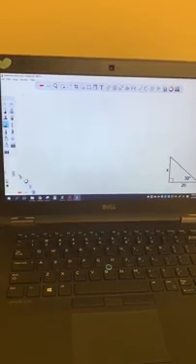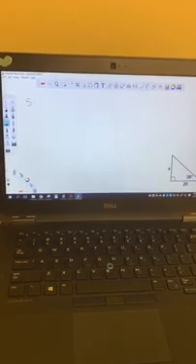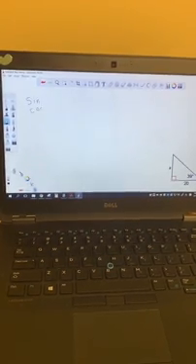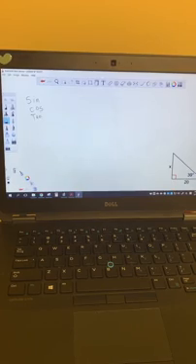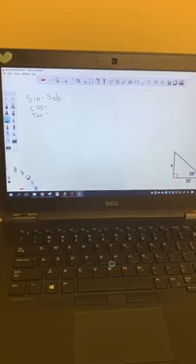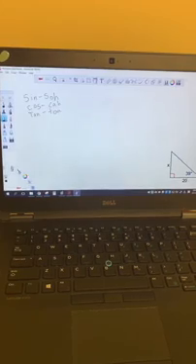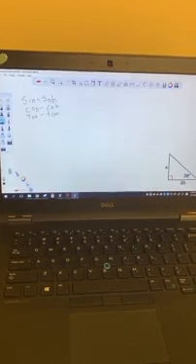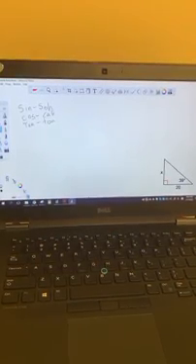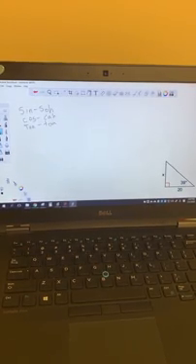Alright, so the names of the trig functions are sine, cosine, and tangent, and these are abbreviated. The easy way to remember it is SOH CAH TOA. So sine is opposite over hypotenuse, cosine is adjacent over hypotenuse, and tangent is opposite over adjacent. So it's an easy way to remember.